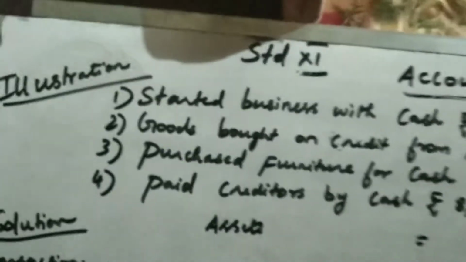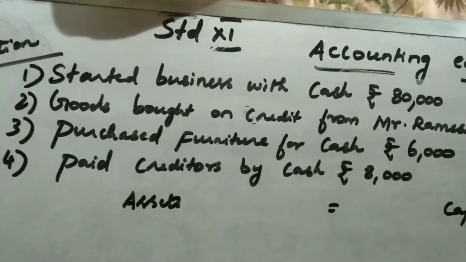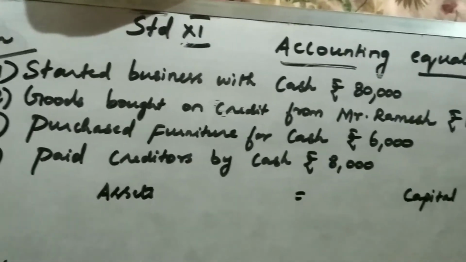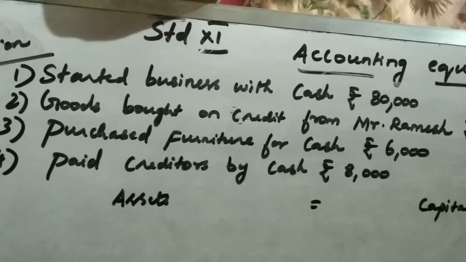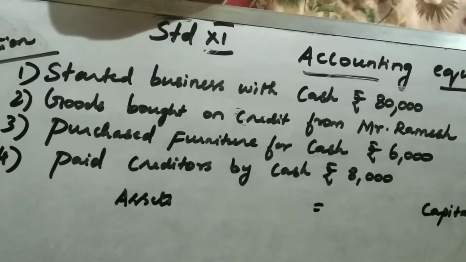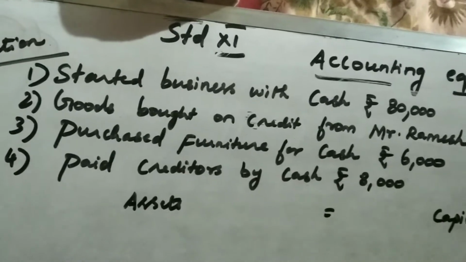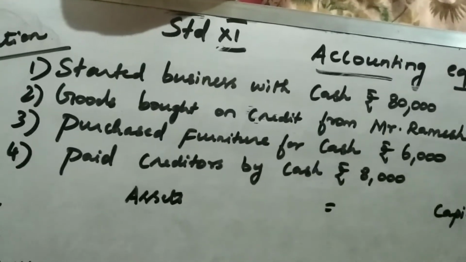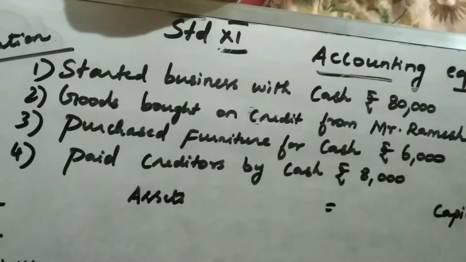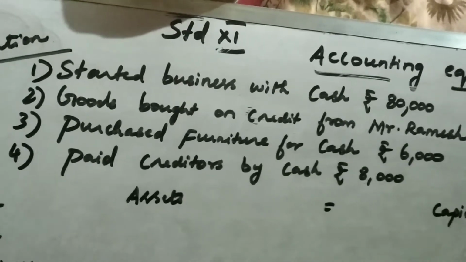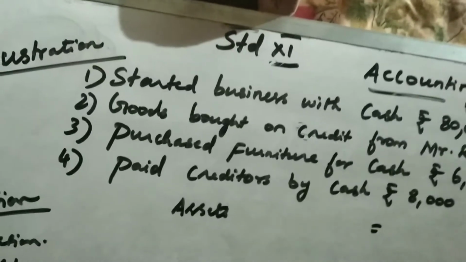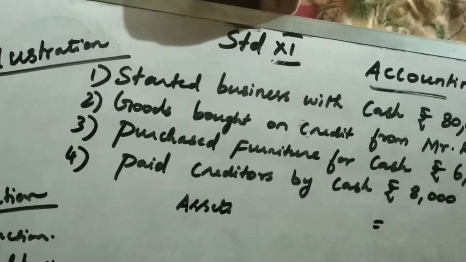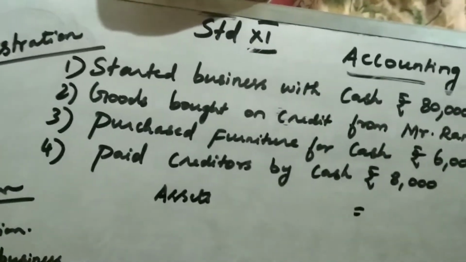First transaction, started business with cash rupees 80,000. So, we are starting business with cash. The same 80,000 is coming into the business. This 80,000 is the capital as well. So, cash is also coming in, and capital. There is an increase in both cash as well as capital.